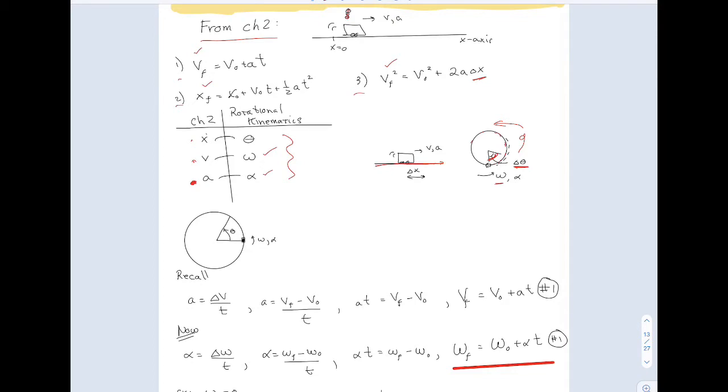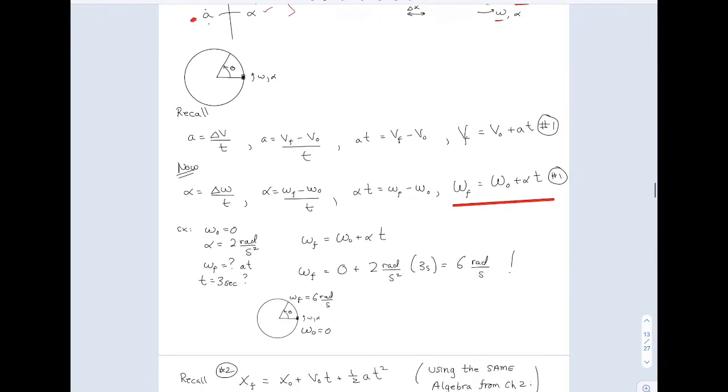All the x's get replaced with thetas, all the v's get replaced with omegas, and all the a's get replaced with alphas. And that's why on the exam where this chapter is covered, these three equations, 1, 2, and 3, are on the equation sheet. And I don't give you the new ones we're going to look at because all you have to do is take the old ones and replace x with theta, v with omega, and a with alpha. So let's see why that is.